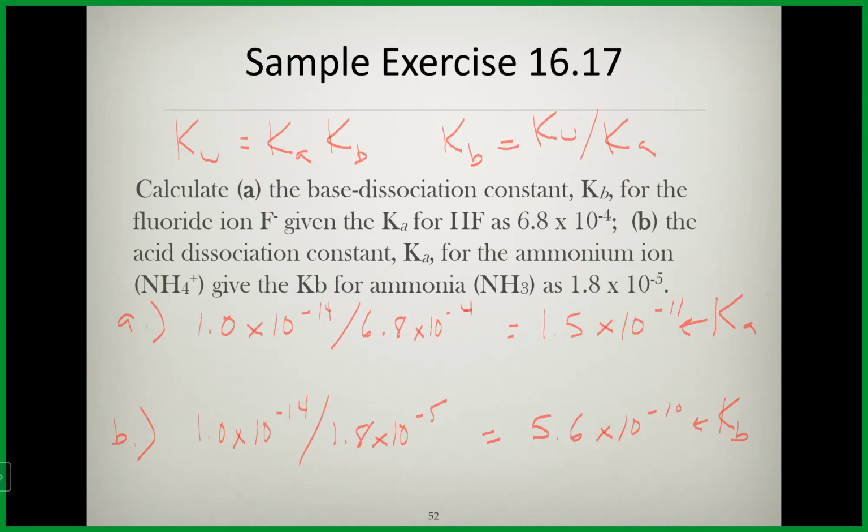Again, this only works for the conjugate acid-base pair. So if we look at F minus and HF, the only difference between those two is that hydrogen ion. Same thing with ammonium and ammonia, NH3, NH4 plus, with just that additional hydrogen ion there. So that's why we can use this relationship.